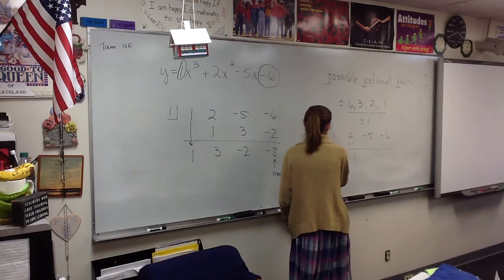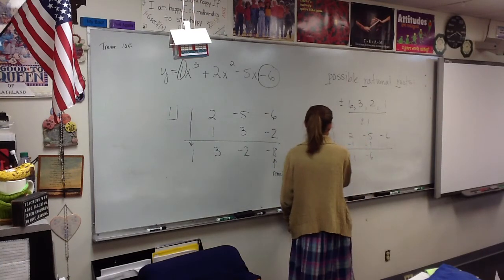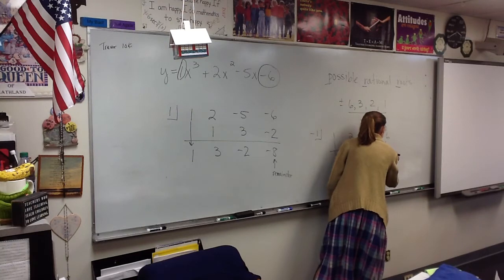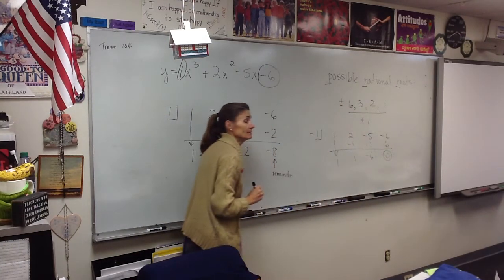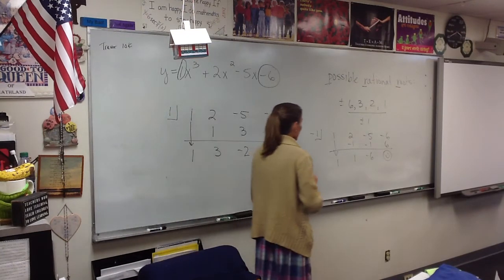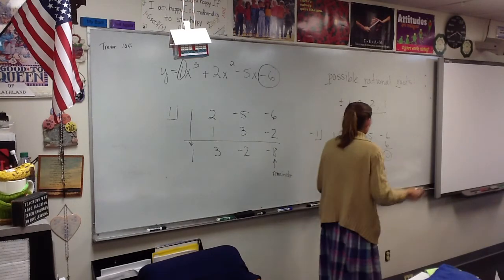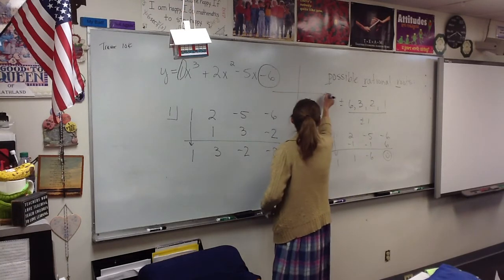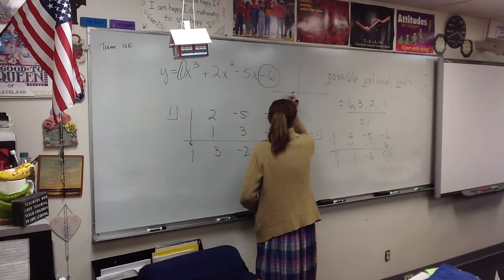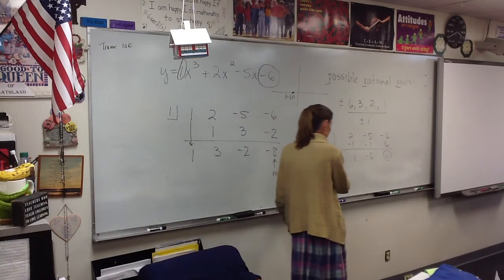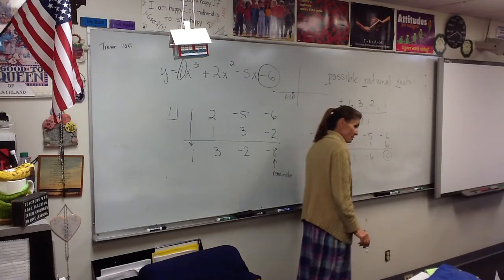Add. No way. That means that a dot is going to go on my graph at -1, because when I did the division, I ended up with a remainder of 0.